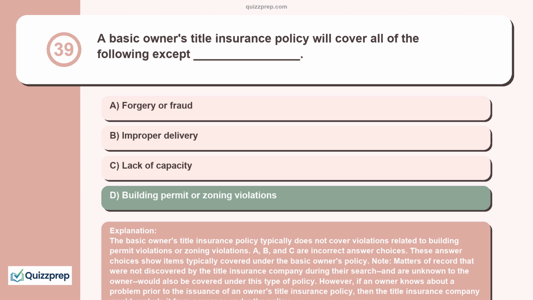A, B, and C are incorrect answer choices. These answer choices show items typically covered under the basic owner's policy. Note, matters of record that were not discovered by the title insurance company during their search and are unknown to the owner would also be covered under this type of policy. However, if an owner knows about a problem prior to the issuance of an owner's title insurance policy, then the title insurance company would exclude it from coverage under the policy.